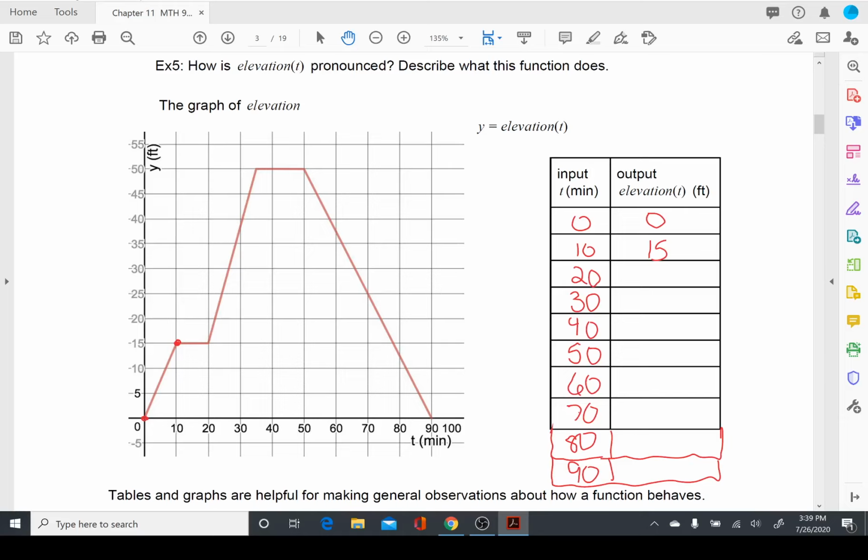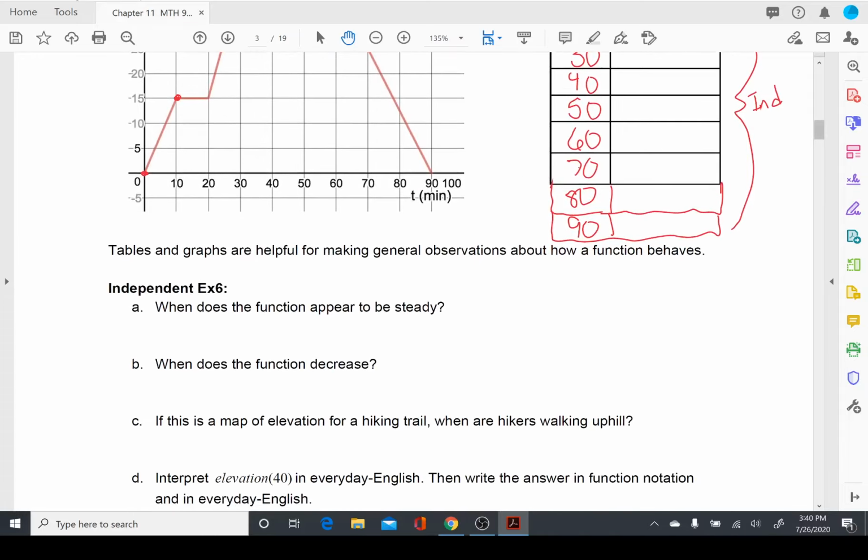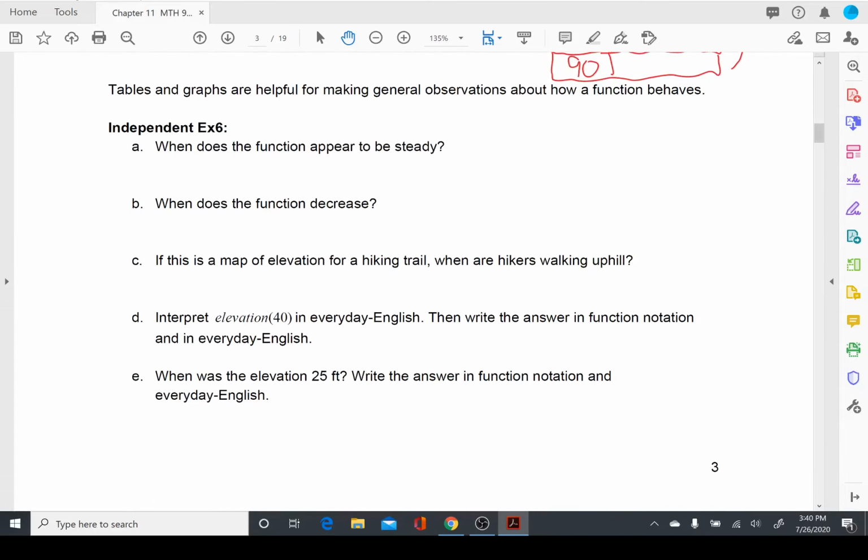All right, you fill out the rest of this, please. So this will be done independently. And we're going to use that, by we I mean you, are going to use that to answer the questions below. When does the function appear to be steady? When does it appear to be decreasing? If this is a map of elevation for a hiking trail, when are the hikers walking uphill? Interpret elevation of 40 in everyday English. What does it mean? So explain it to someone.